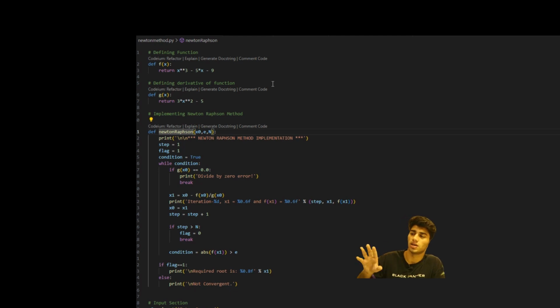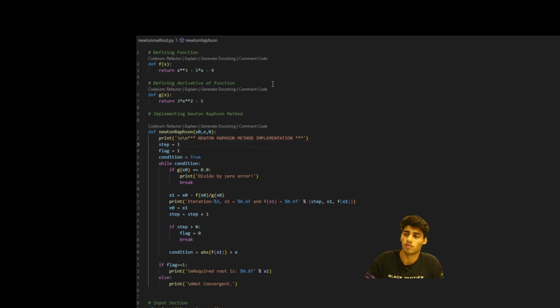Here x naught is our first guess. Now what is a first guess? Like in the practical demonstration which I showed you, we actually calculated the midpoint of the two values where our sign was interchanging. But when you're solving it in code, you cannot find a midpoint. So you're gonna give the initial guess where you think the sign will change. Now e is the tolerable error and n is the maximum number of steps.